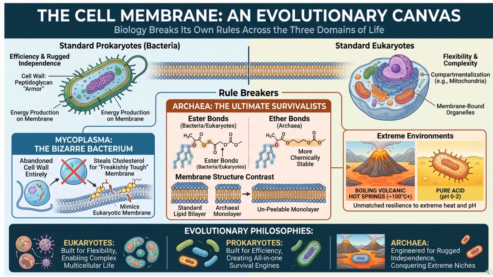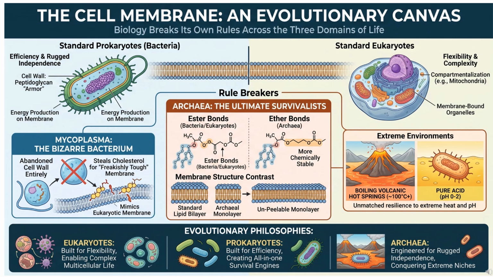While bacteria and eukaryotes use ester bonds to attach their lipid tails, Archaea use ultra-strong ether bonds. Even crazier? Many Archaea don't have a bilayer at all. Instead, their lipid tails fuse completely in the middle, turning the membrane into a single, solid lipid monolayer. Think of it like swapping a zipper for a solid steel bar. This prevents their membrane from peeling apart, allowing them to literally swim in boiling water without melting.